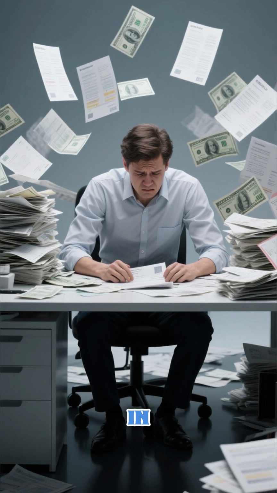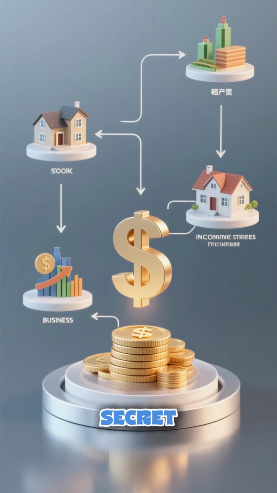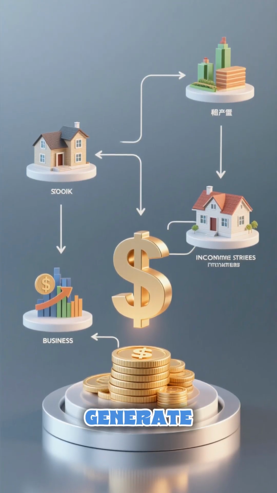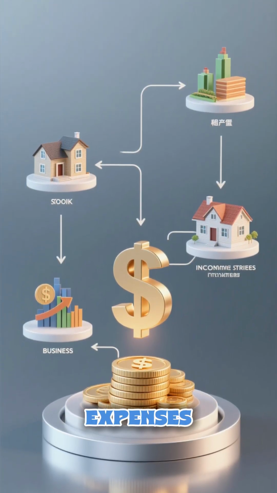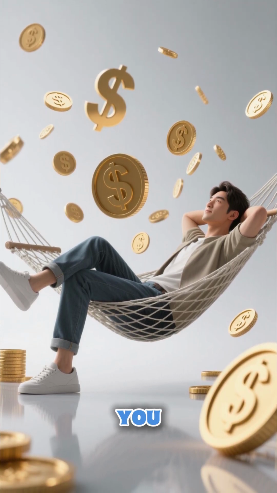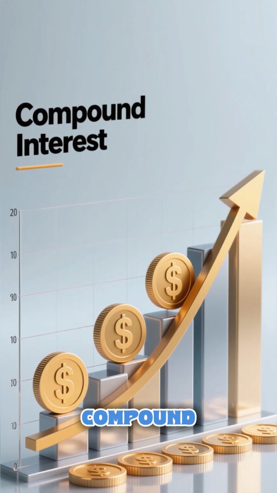Most people are caught in a cycle of working for money to pay for liabilities. But the secret to financial freedom is to use your money to buy assets that eventually generate enough income to cover your expenses. This is the concept of making your money work for you rather than you working for your money.